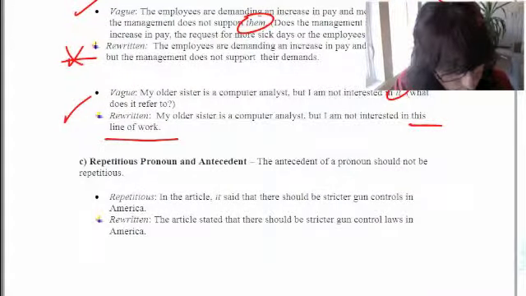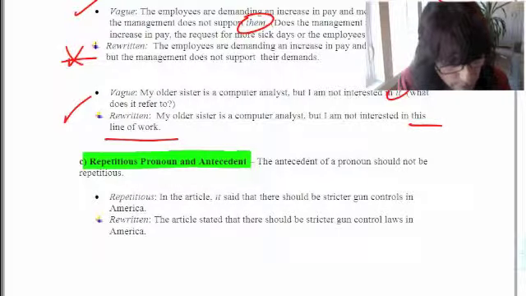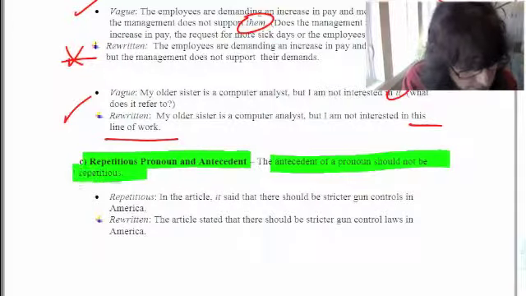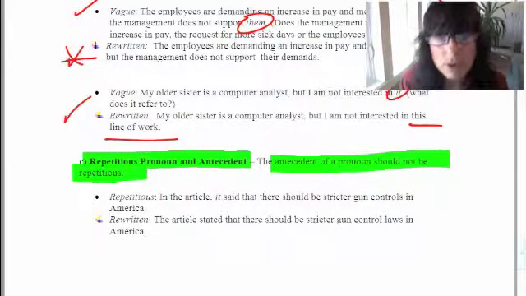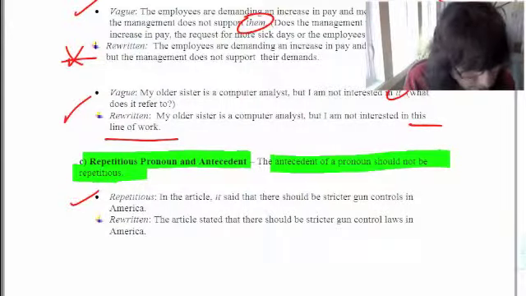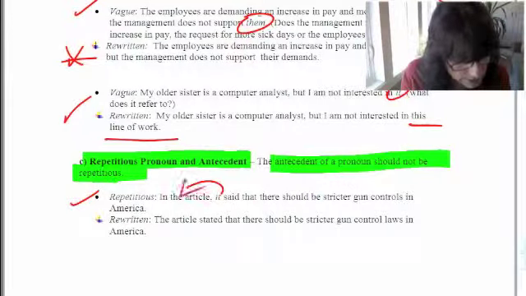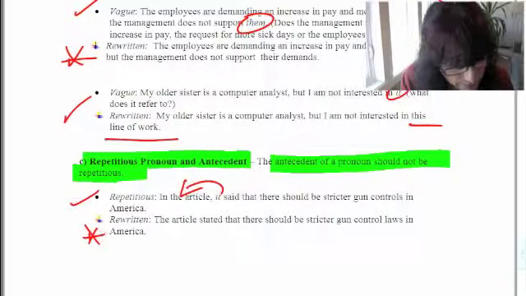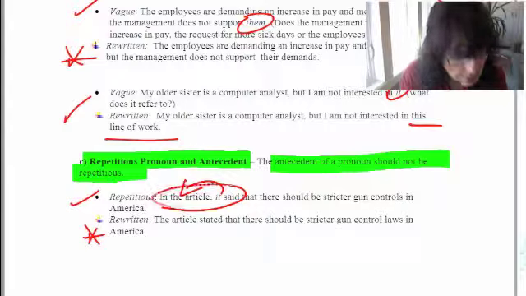And the last thing I want to point out about pronouns that aren't effective is when you're repetitious with pronouns and antecedents. The antecedent of a pronoun should never be repetitious. Don't repeat it. So let's look at an example. The first one, this is repetitious. In the article, it said that there should be stricter gun controls in America. It said, I guess you're referring to the article repeated itself, but the wording of that isn't very clear. I rewrote it, and it's better to say the article stated and just say what it stated. You don't need to say in the article it said. It's repetitive. Just say the article stated, and what did it state?